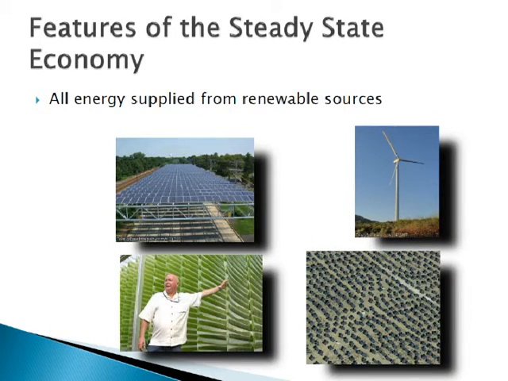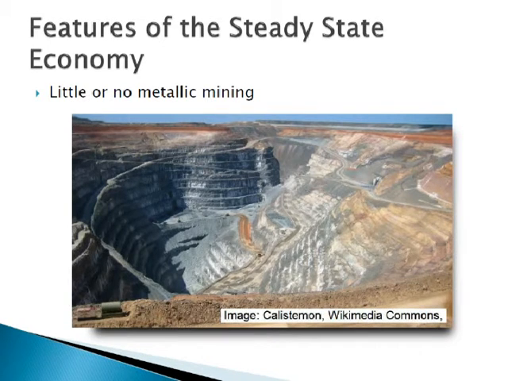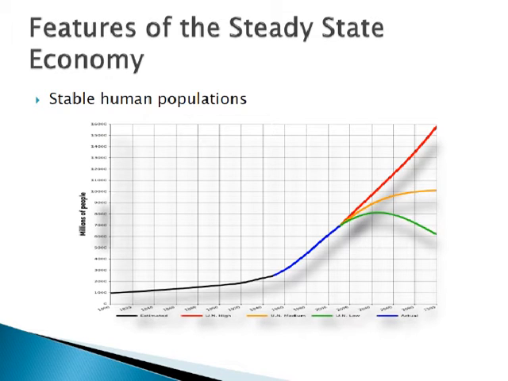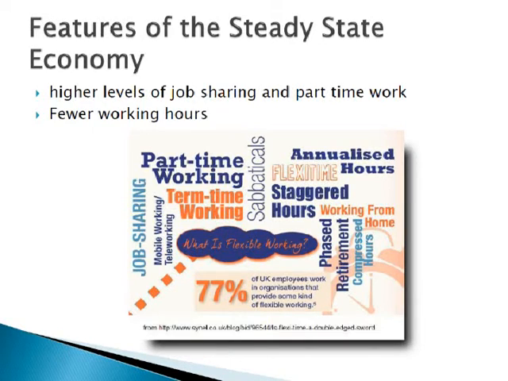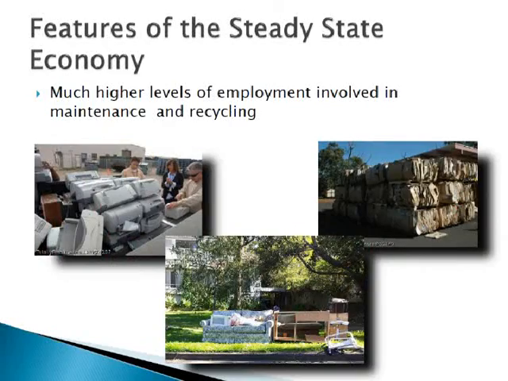So, if we're looking at the features of a steady state economy, some of the needs that we recognise now, we're heading in that direction. Solar, totally renewable energy, minimal amount of mining, a steady population. This is a big one, sharing of jobs, part-time work. I think that needs to involve unions and our whole mentality of being fully employed. Recycling, a greater number of people being employed in recycling and repair.